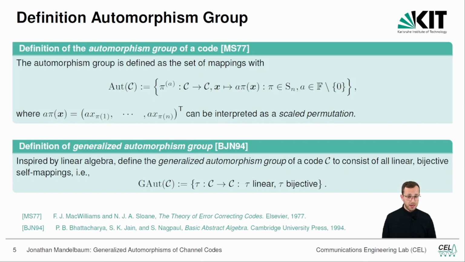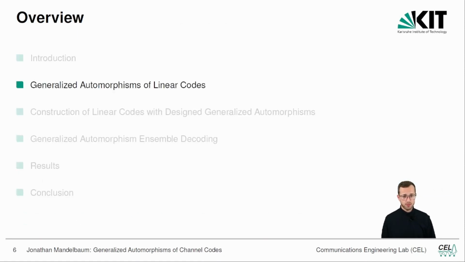However, in linear algebra, the definition is much more general. Here, the automorphism group consists of all linear bijective self-mappings. Therefore, all scaled permutations that are self-mappings are contained within this definition, and therefore the definition in linear algebra incorporates the definition that was most prominently used in coding theory. And our idea is now to exploit this more general definition to improve decoding.